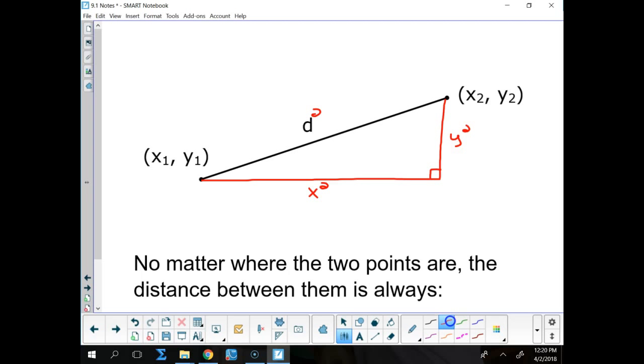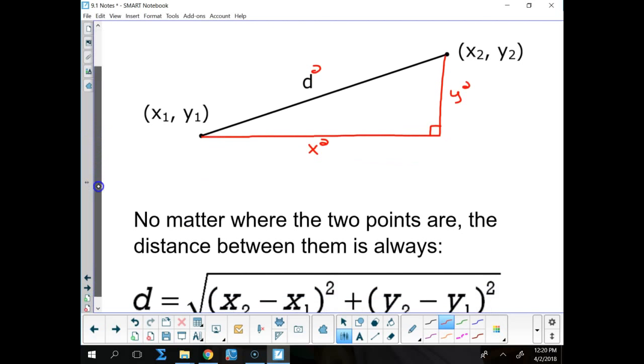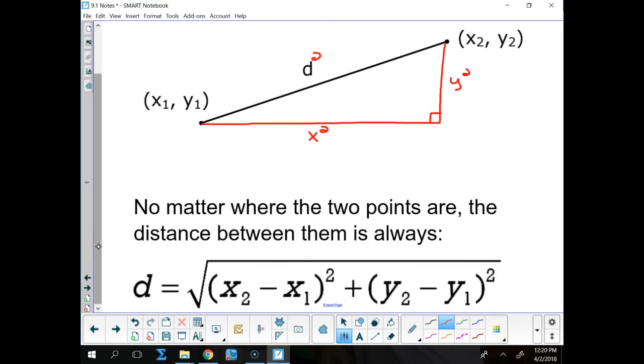So how am I going to find that x and that y? It's the square root of something. Bingo. Right? It's the square root of the difference of the x's squared plus the difference of the y's squared. Okay? That's always going to be the distance formula, no matter where your points are.